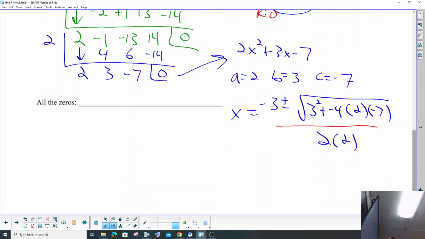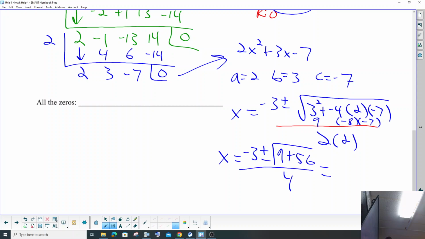So then we get x equals -3 plus or minus the square root of 9. 2 times 4 is 8, -8 times -7 is positive 56. So we got 9 plus 56 over 4. And so that's 63? 63, that seems a little crazy, no? Maybe it's good. So 9 plus 56 is 65. Because you go 4, and then you go 5 more.